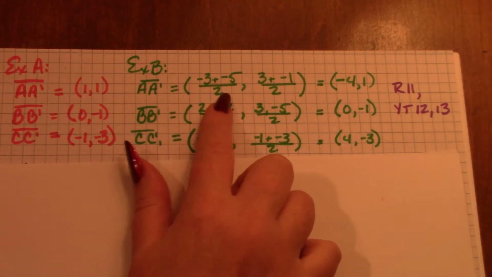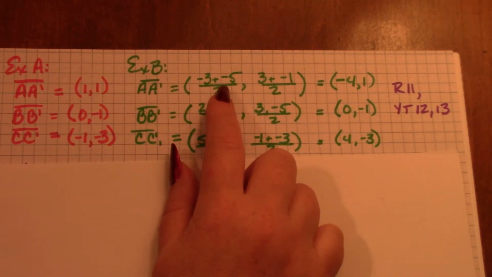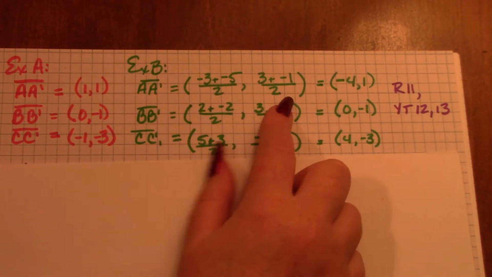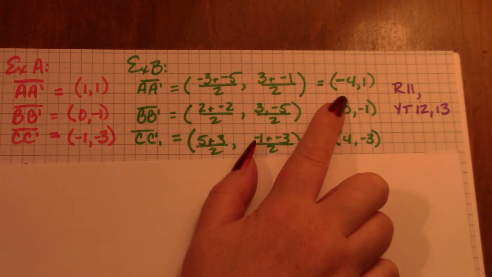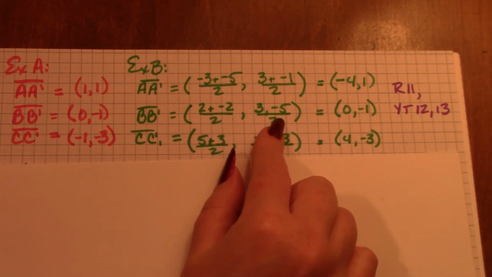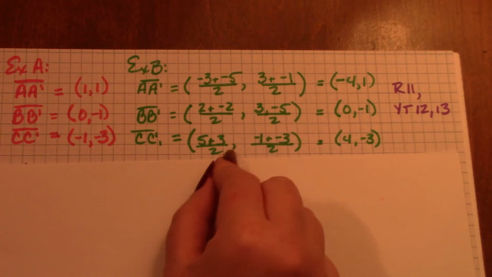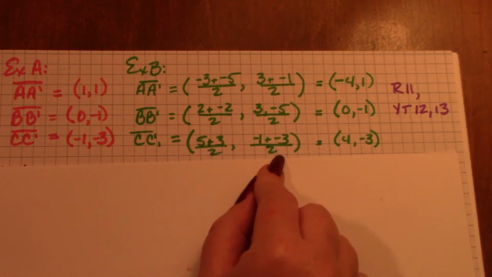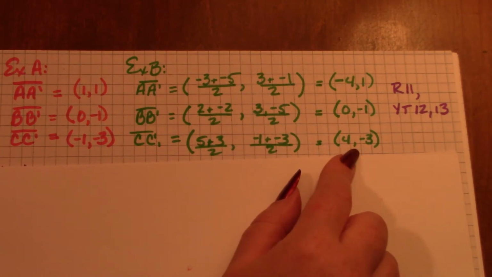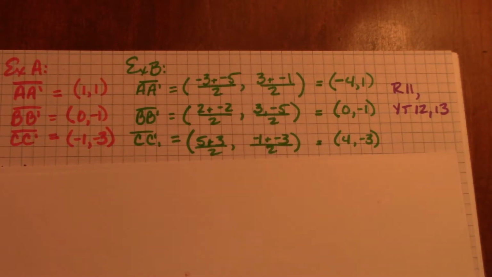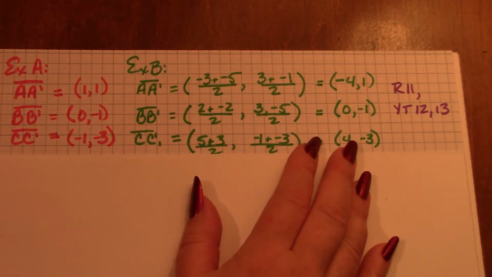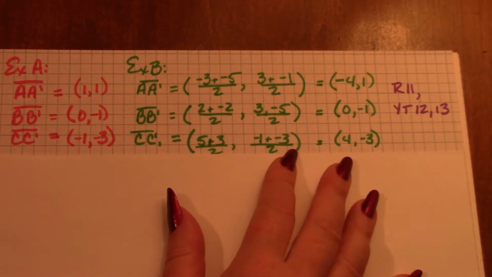So in example B, we have the points for A and A prime, which give us (-4, 1), the points for B and B prime, which give us (0, -1), and the points for C and C prime, which give us (4, -3). And when we connect that line, that gives us our line of reflection.